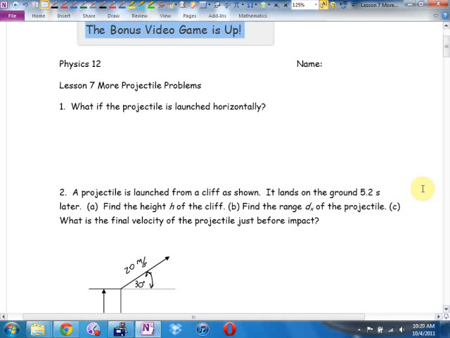But first, I want to just jog our memory. What if the projectile is launched horizontally? What's my initial vertical velocity if we launch horizontally? Zero. One of the most common mistakes with horizontal projectiles is kids put, because there's only one velocity and it's all sideways, it's not a component, they put that in for initial vertical as well. Actually, no, it's easier, it's zero. For a split second, it hasn't started falling yet.